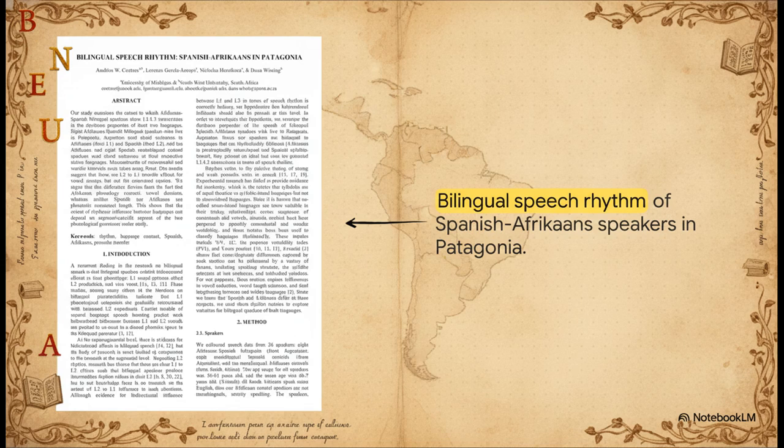Look at this fascinating study on the bilingual speech rhythm of an Afrikaans community down in Patagonia, Argentina. Over a century ago, Afrikaans speakers settled there and eventually became dominated by the Spanish language. Yet researchers found that these bilinguals still strictly control vowel duration in their Afrikaans. They maintain a rhythm completely separate from their Spanish.